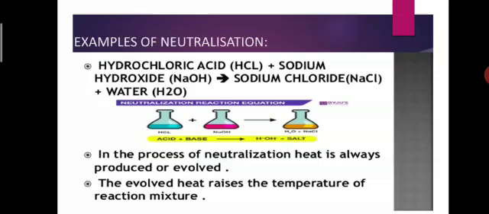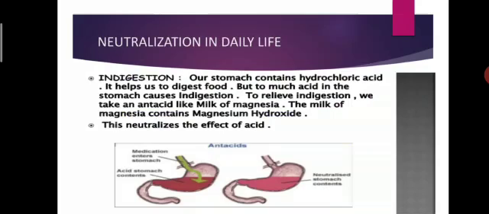In the process of neutralization, heat is always produced or evolved. The evolved heat raises the temperature of the reaction mixture. So it raises the temperature of the reaction. Now we have to know how neutralization reactions take place in our daily life.